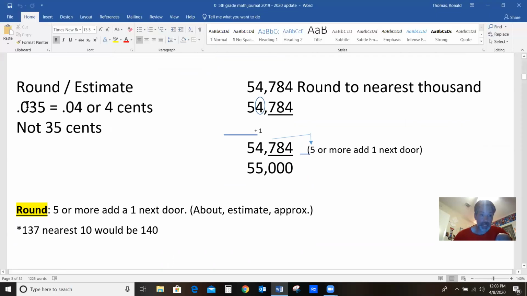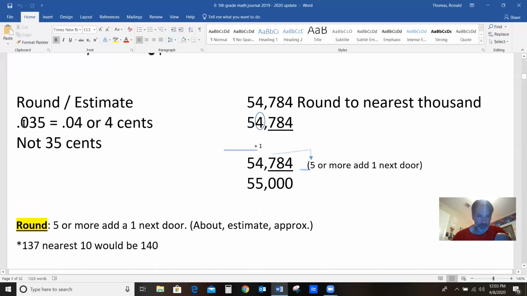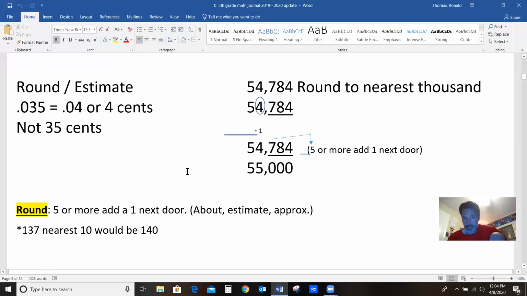Decimal 35 is, by the way, if that was money, that would not be 35 cents. You would be tricked. That is 3 cents plus a little more. So if you rounded it though, it would be about 4 cents. Because remember, if I want to round, it depends on what I ask you though. If I say round to the nearest hundredth, you would circle the 3, underline the 5, you add a 1 to it because it's 5 or more, so it's 4, get rid of the 5, and it's 4 cents. Look over here is a better example, you can really see it.